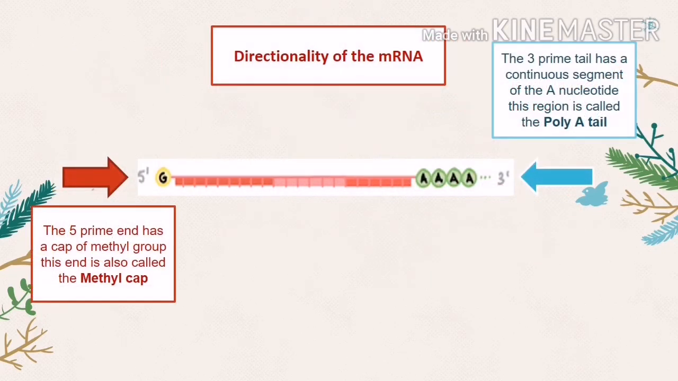Directionality of the mRNA. There are two ends in our mRNA, the 5' end and the 3' tail. The 5' end has a cap of methyl group. This end is also called the methyl cap. The 3' tail has a continuous segment of the A nucleotide. This region is called the poly-A tail.